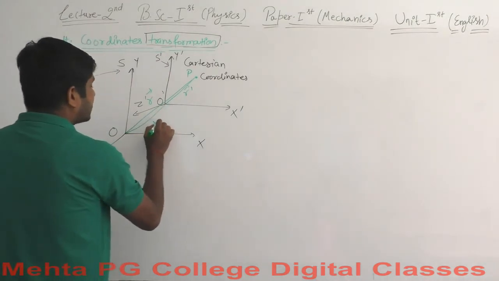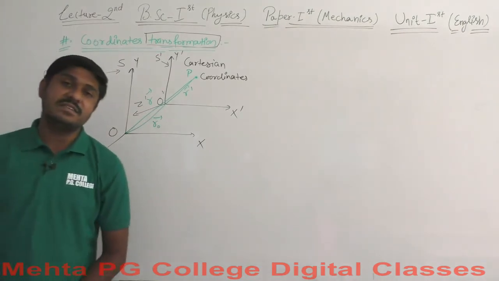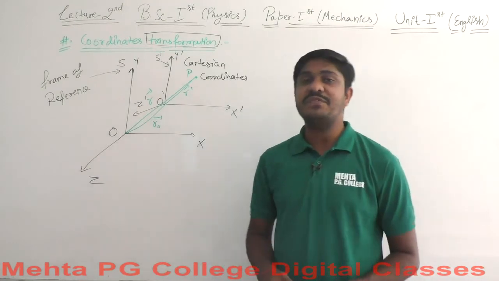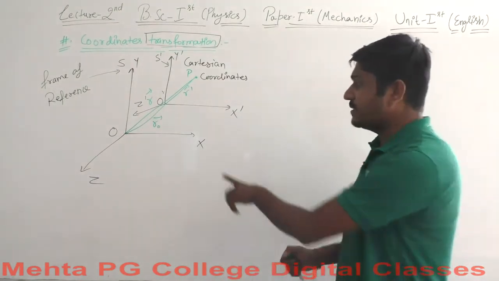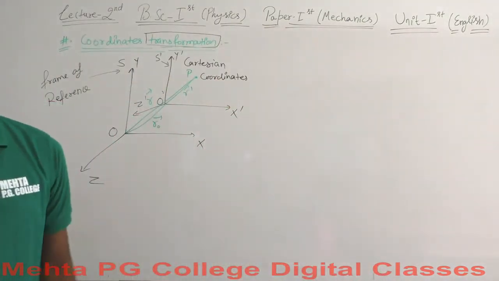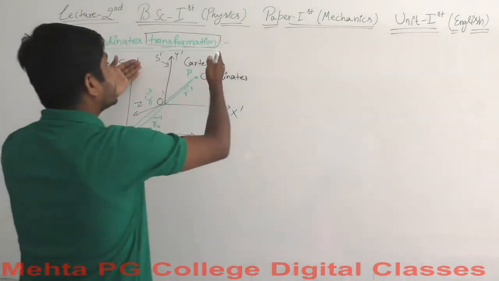For example, let's say R naught is the radial vector which tells us the distance between the origins of the primary frame of reference and the secondary frame of reference, within both these two frames. Now what kind of relation are we going to get? First of all, let me go through the transformation definition.